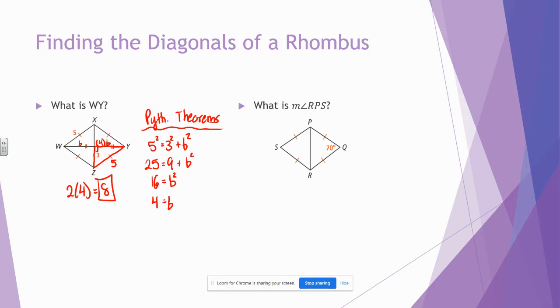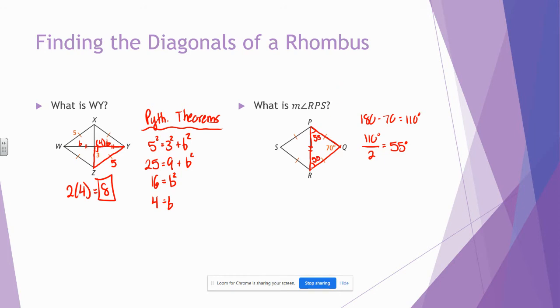All right, well, let's see. We know here, if we look at just the triangle PRQ, we have two sides that are congruent, so we have an isosceles triangle. That means P and R have to be equal to each other. So if we take 180, we subtract 70, we're left with 110 degrees for these two angles. Since they have to be equal, 110 divided by 2 gives me 55 degrees for both angles.